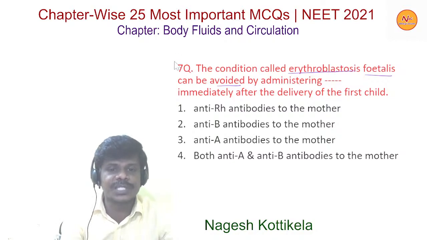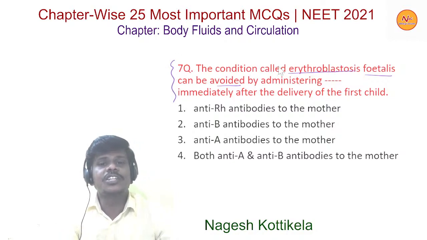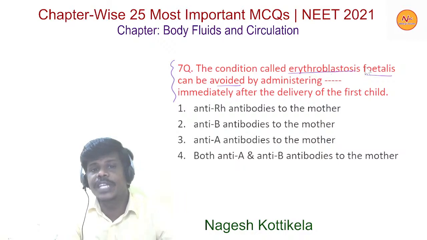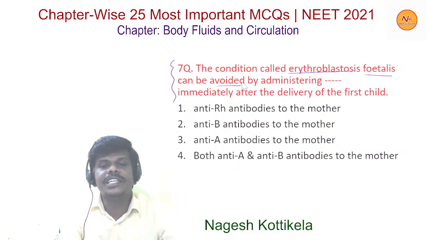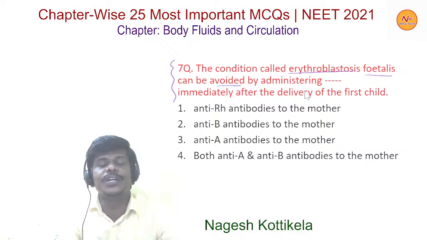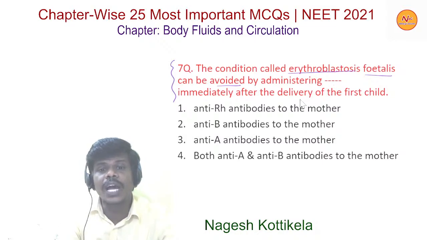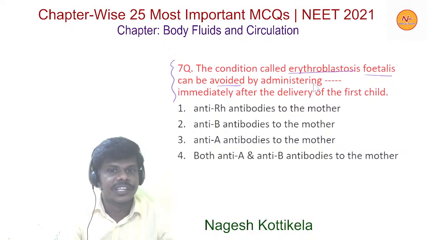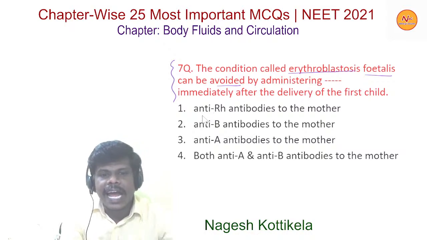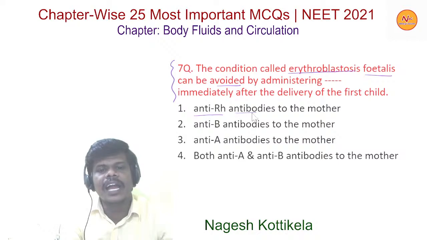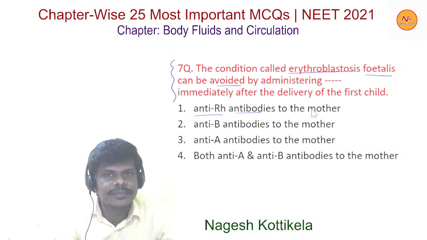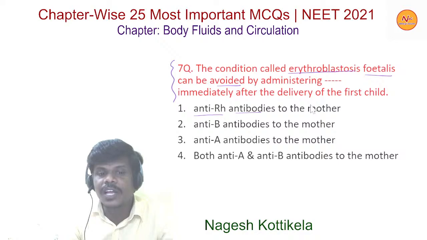I repeat the question once again. Here, the condition called erythroblastosis fetalis can be avoided by administering dash immediately after the delivery of the first child. So, what needs to be administered in order to avoid this condition? Yes, here option 1 anti-RH antibodies to the mother. So, anti-RH antibodies must be administered to the mother. This is the first option.